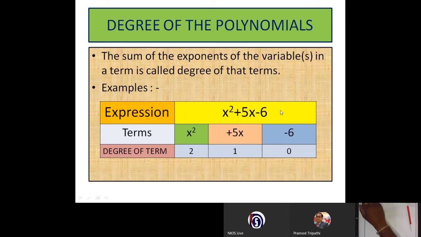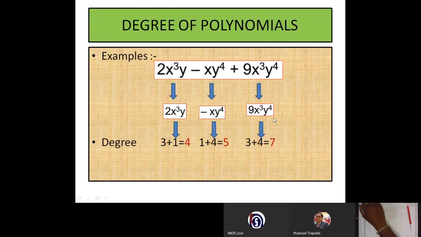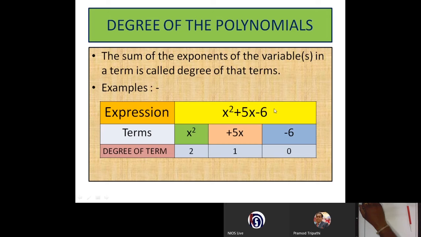Similarly, minus 6 is the third term, but the variable is hidden here: x raised to the power 0. X raised to the power 0, hence its degree is 0. So the constant term's degree is always 0. So I think it is clear.